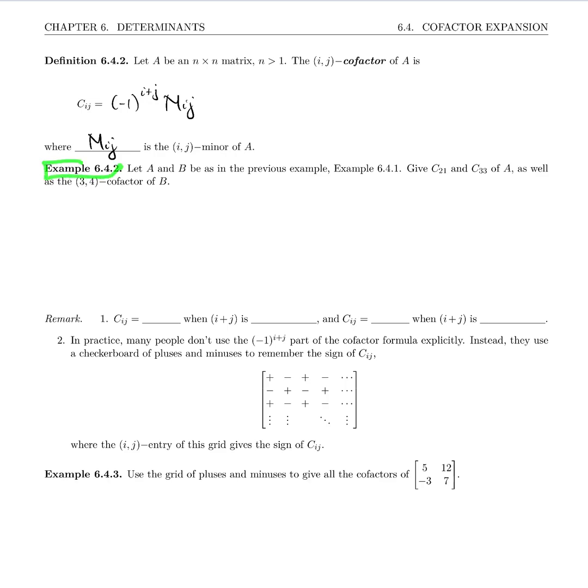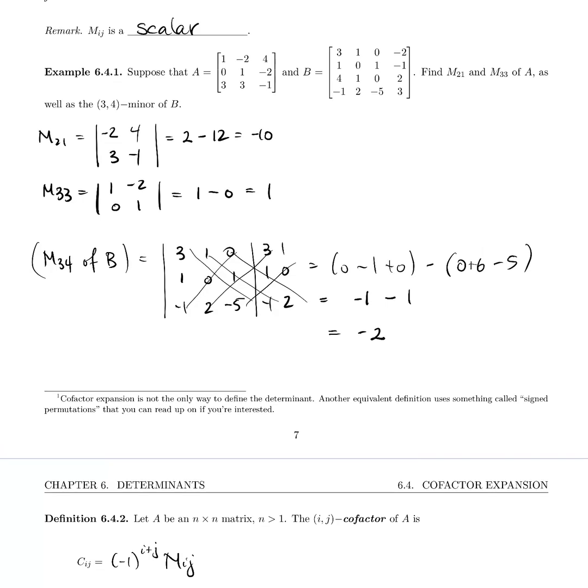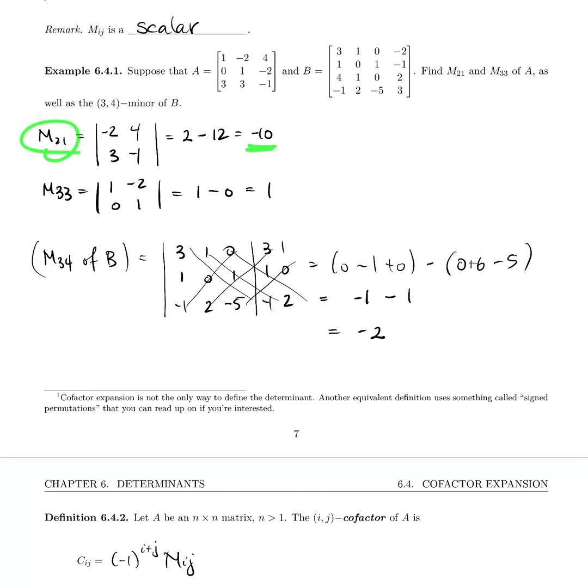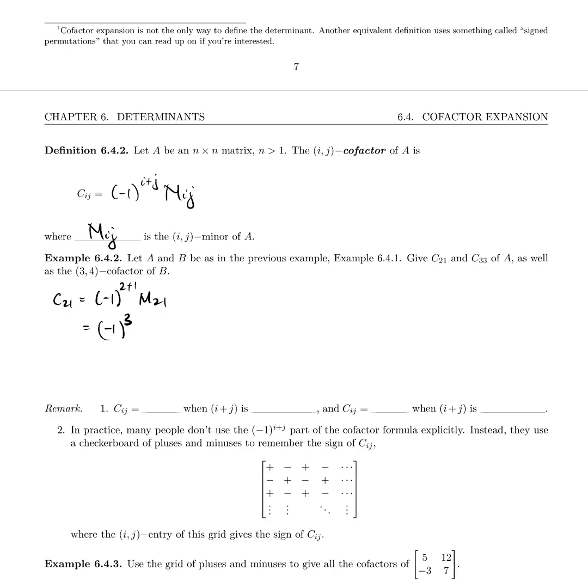So example 6.4.2: let A and B be as in the previous example, example 6.4.1. We're asked to give C21, C33, as well as the 3,4 cofactor of B. So C21, using our formula here, is (-1) to the i is 2 plus j is 1, times M21. So we've got (-1)^3 and M21. Conveniently, M21 we calculated in the previous example. That was -10. So we have (-1)^3 times -10. That gives me 10.